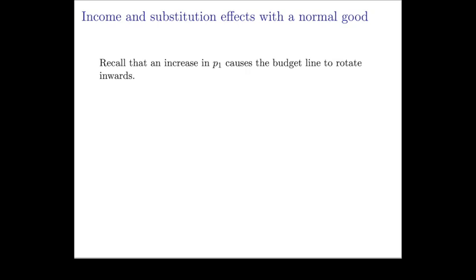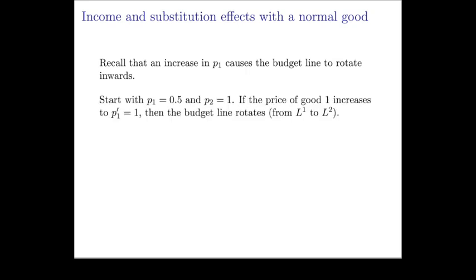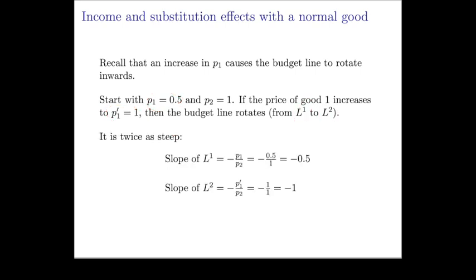So let's look at these in a little more detail for normal goods. Remember that the price of good 1 going up is going to cause the budget line to rotate inwards. So let's start with the price of good 1 being a half, price of good 2 being 1. And if the price of good 1 then increases from a half to 1, that's going to cause the budget line to rotate inwards from what we'll denote by capital L1 to capital L2.